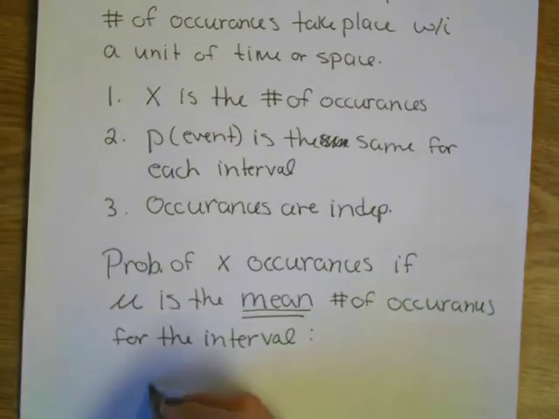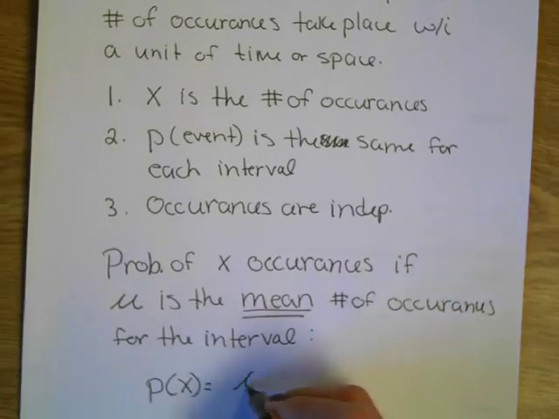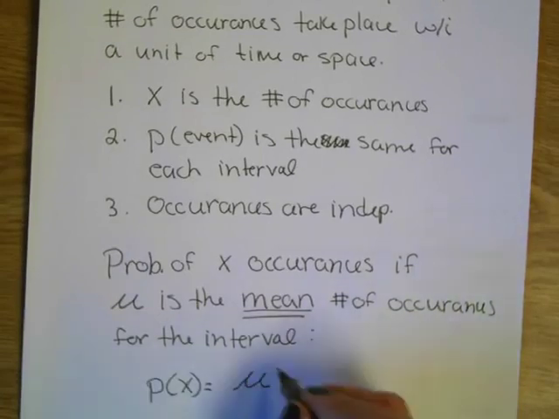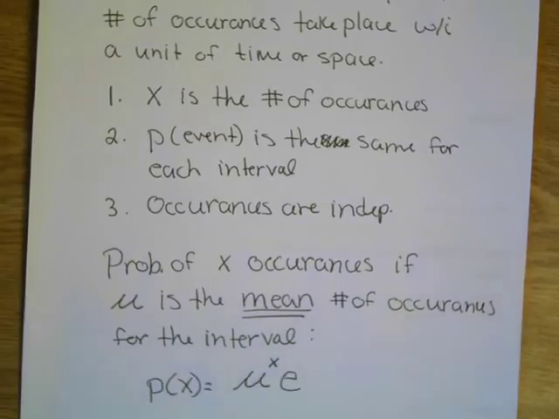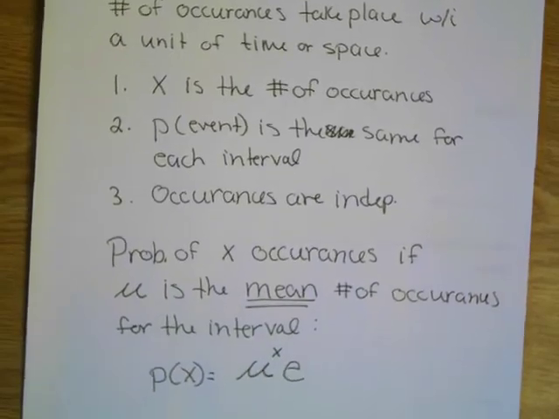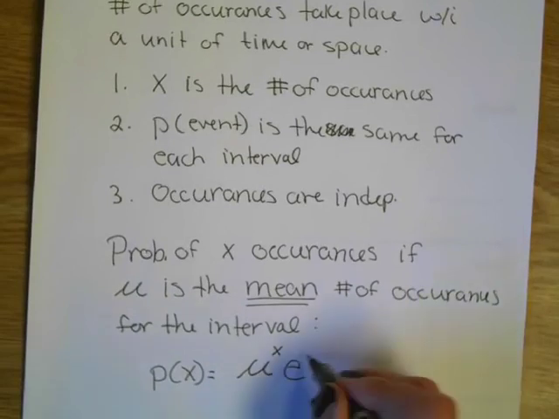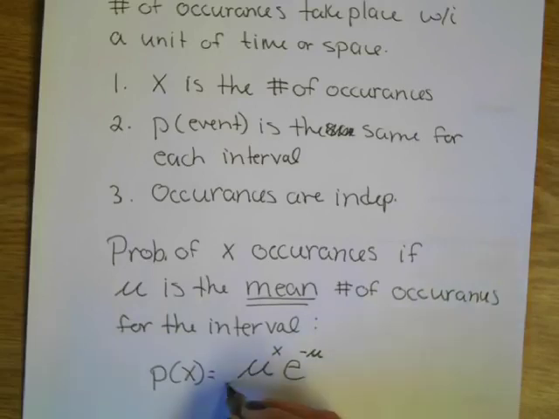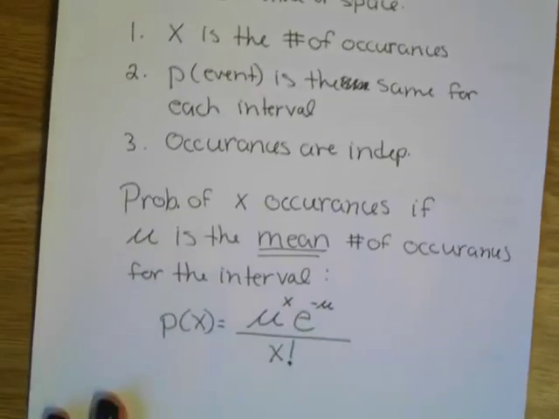So the formula is the mean raised to the x, times the constant e, which is on your calculator, and I'll show you that, raised to the negative mu, all divided by x factorial. Of course. Nice little easy formula for you to work with.